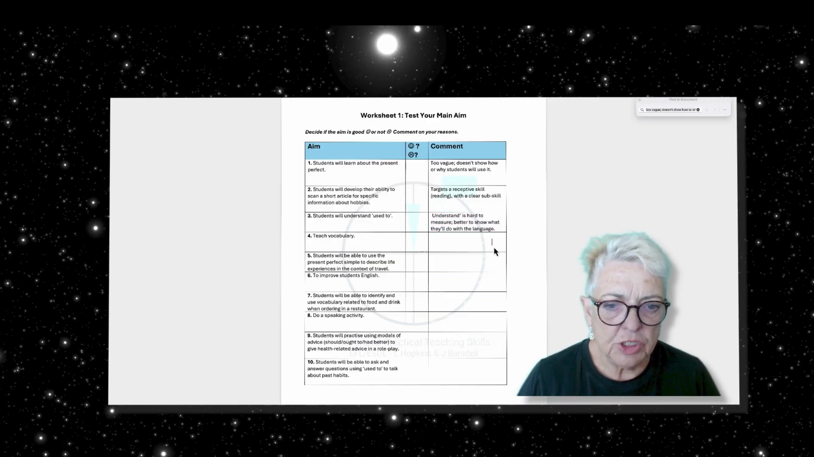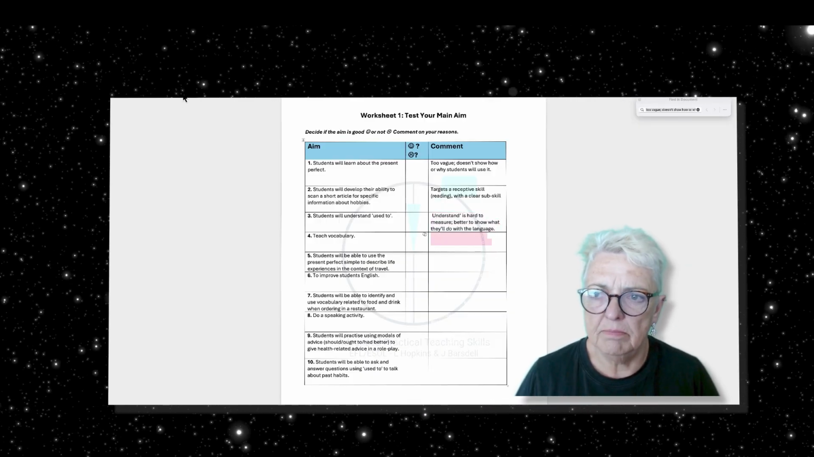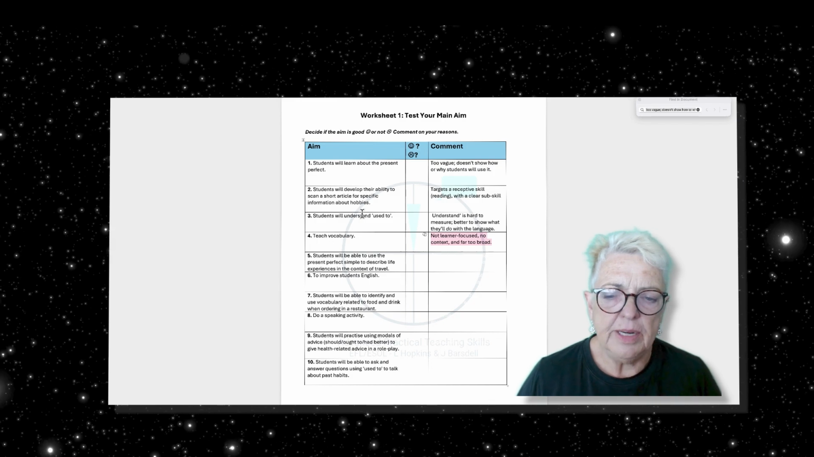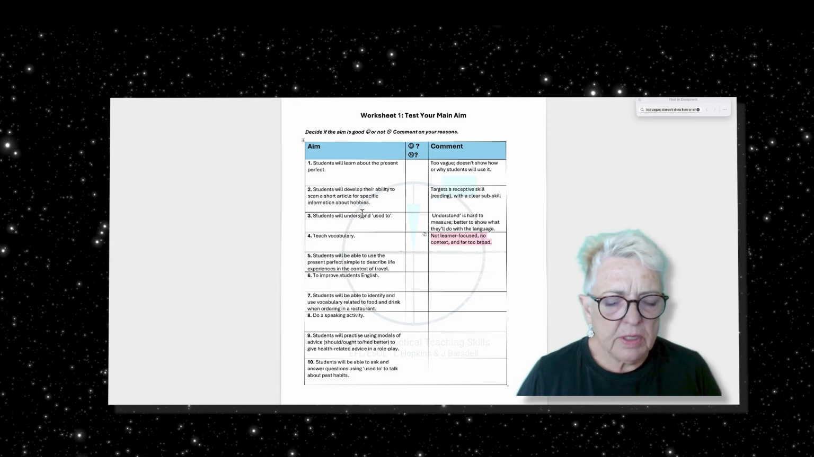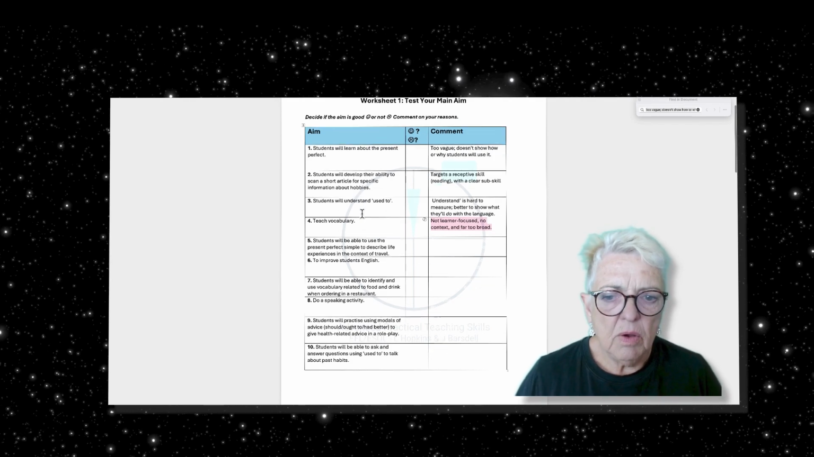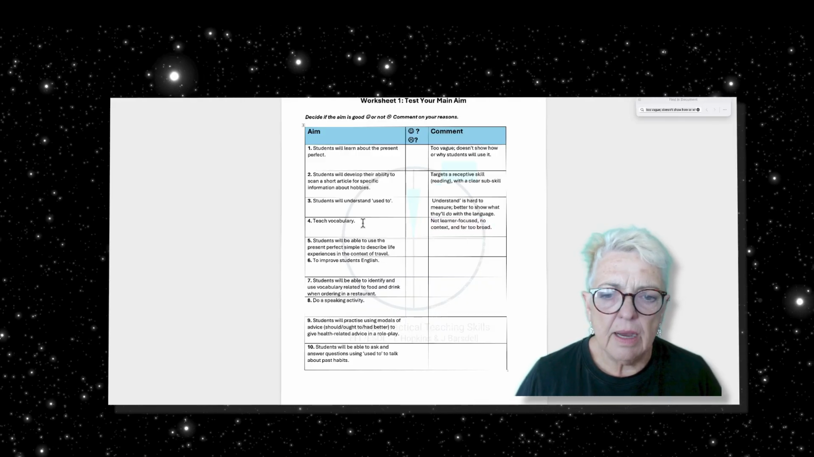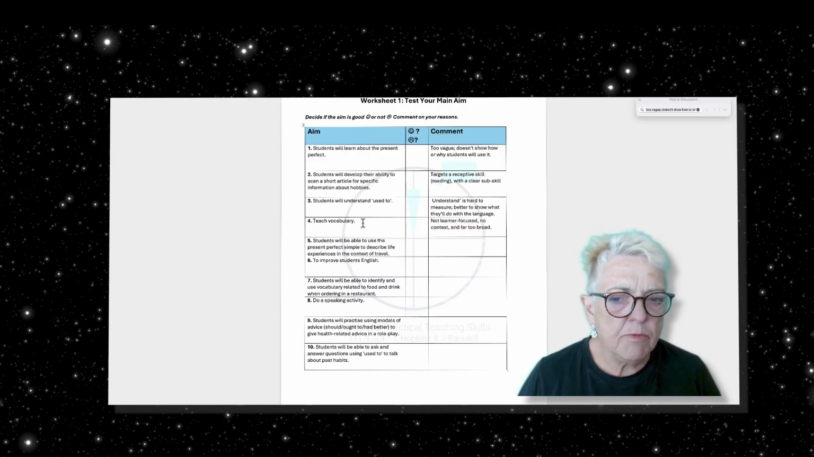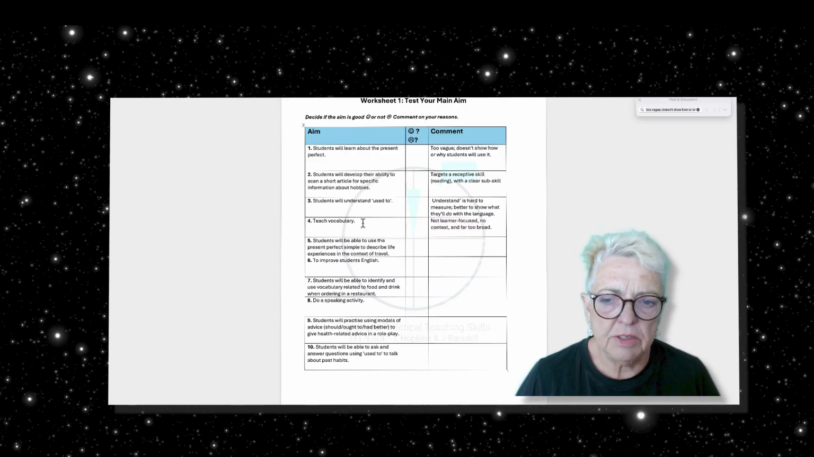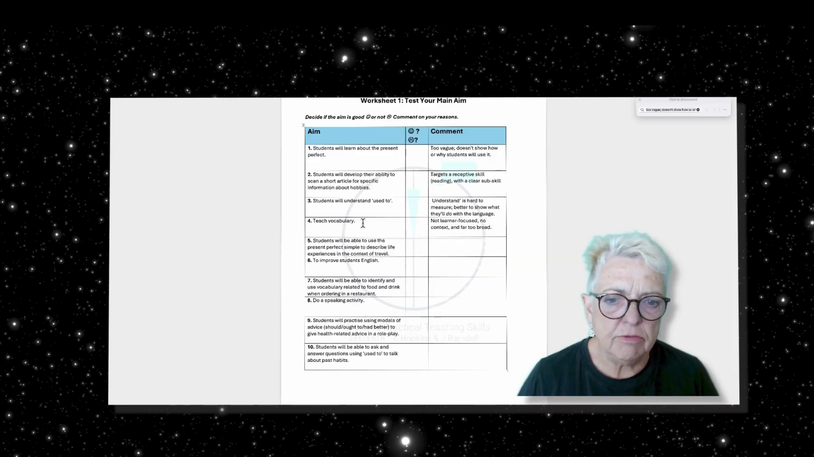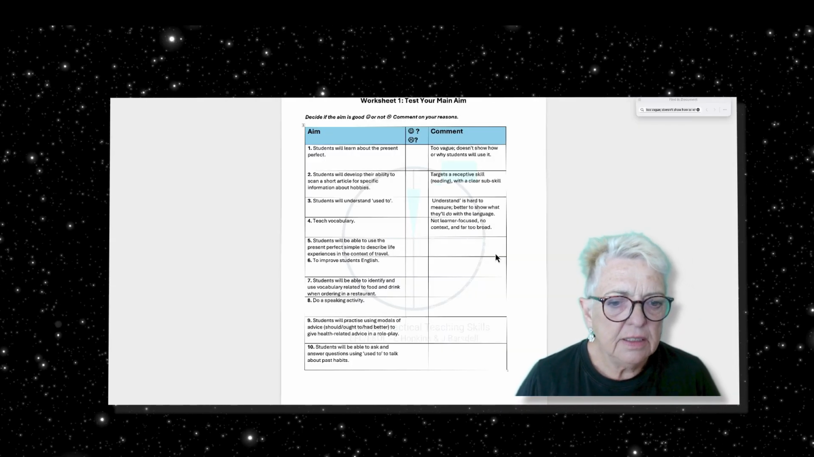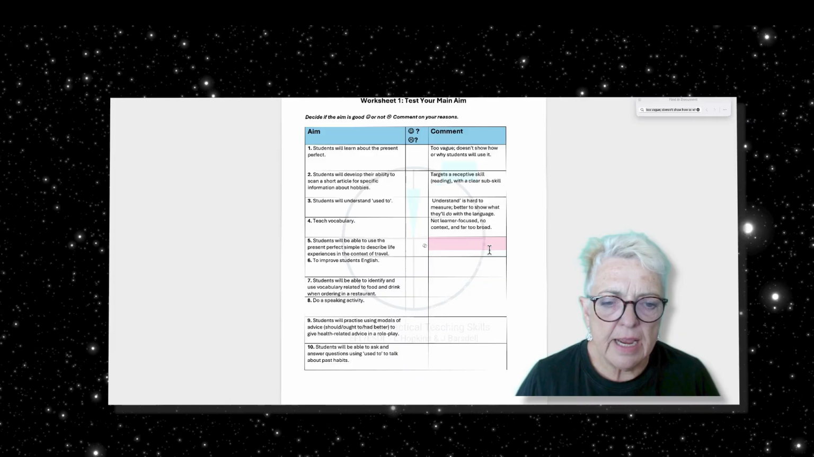I want to know what they're going to do with the language. "Teach vocabulary." As you can imagine, way too vague. What vocabulary? What are they going to do with it? Where's this vocabulary going to come from? So are you going to present it yourself or will it be embedded in a reading or listening text? So not good as a main aim at all.